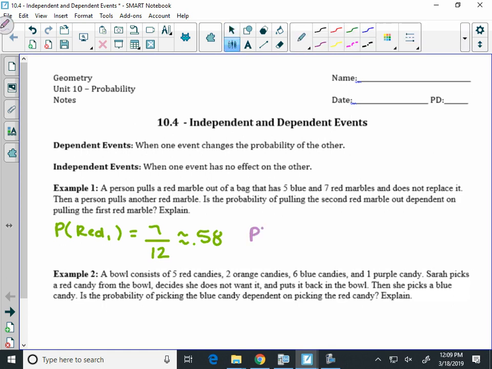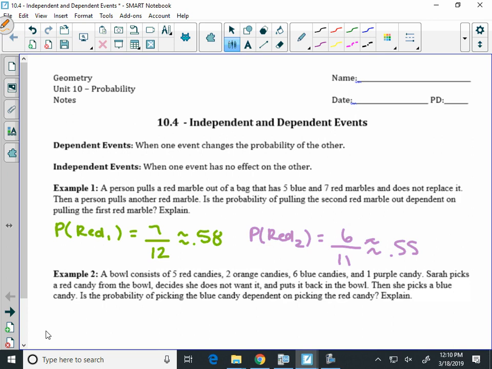Now let's see what the probability is of getting a red on your second pick. The first marble we picked, did we put it back in the bag? No. So now how many marbles are remaining? We had 12, but we took one out and did not put it back. Now there's 11 total marbles in the bag. Of those 11 marbles, how many are red? 6, because we took out a red marble. So there's one less marble altogether, and there's one less red marble. So what is 6 over 11 as a decimal? 0.55. Did we get the same probability both times?